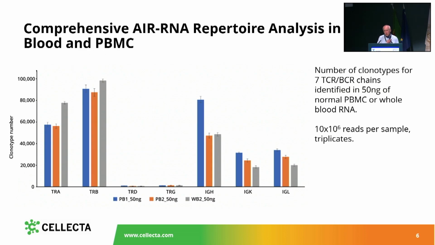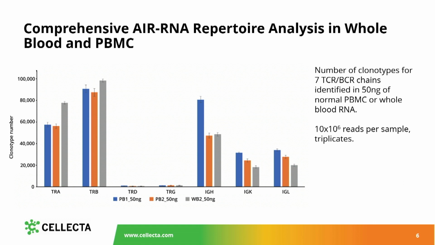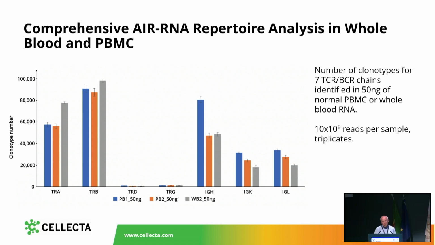If you try to use RSA and take whole blood or PBMC, you can generate data similar to that shown here in this slide. From 50 nanograms of total RNA, you can easily identify approximately 100,000 different clonotypes for different chains, and the number of molecules that you detected in whole blood is rather balanced for different heavy and light chains, like shown here on this slide, which is rather useful because you don't need to amplify any chain separately. You can get information about all 7 chains in one experiment.